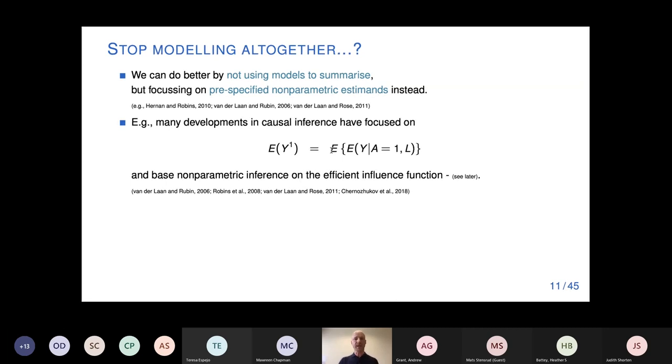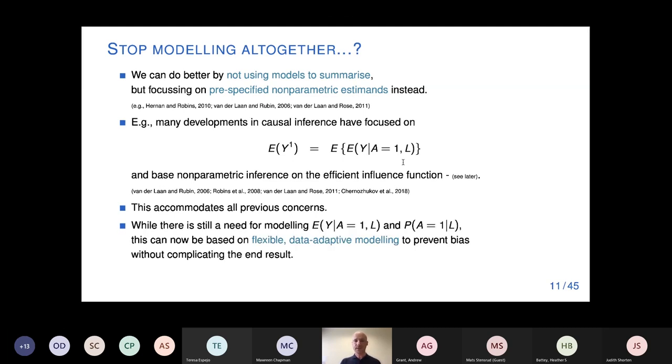This is what I call a nonparametric estimand. It's a functional of the observed data distribution that is not tied to a specific model, and we can develop nonparametric inference for it based on the so-called efficient influence function, and Oliver will talk about that later today. It turns out that by developing nonparametric inference for this particular estimand, we can basically address all previous concerns, I would say primarily by no longer working with an estimand, a coefficient, an effect measure that is tied to a specific model.